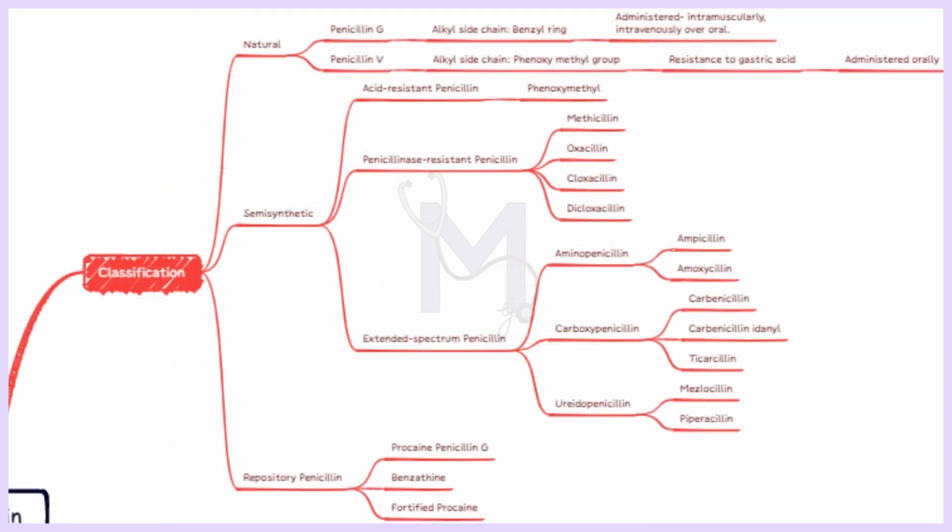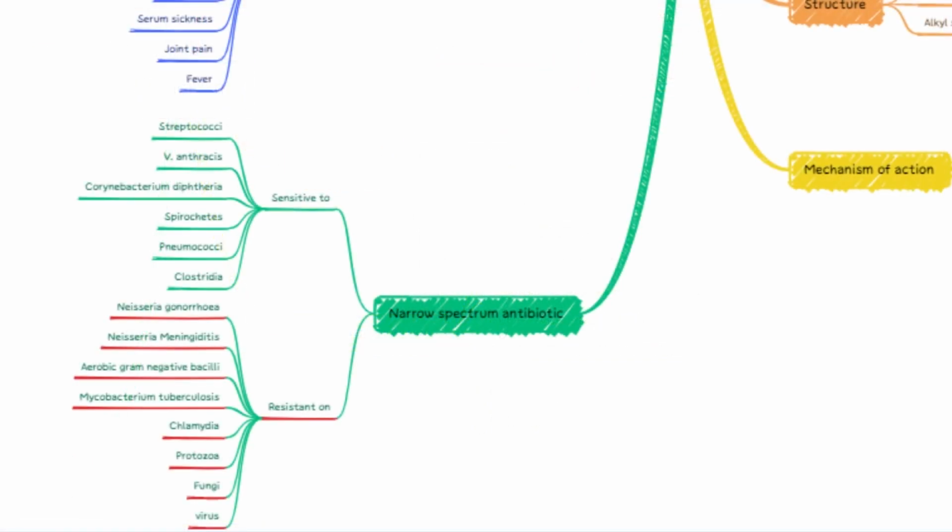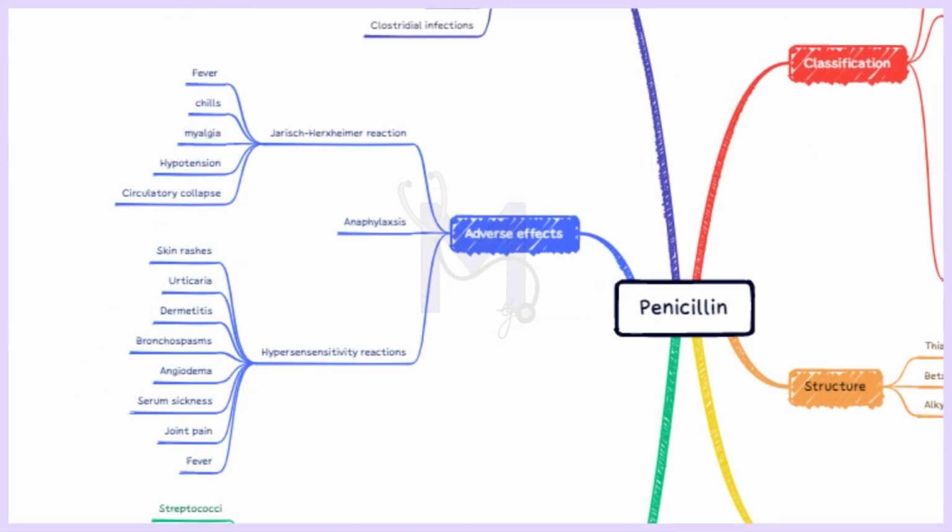So to summarize, penicillin is classified as natural, semi-synthetic and repository. Natural penicillins are penicillin G and V, which differ in their alkyl side chain. Semi-synthetic penicillins are further classified as acid-resistant, penicillinase-resistant and extended-spectrum penicillins. After that, we looked at the composition and mode of action, where we could see how penicillin broke down the bacterial cell wall. We also talked about penicillin-sensitive and resistant bacteria, which is crucial in the context of competitive exams.